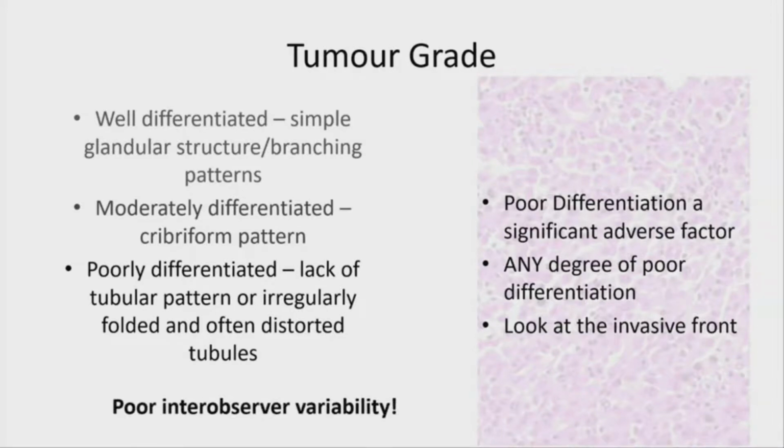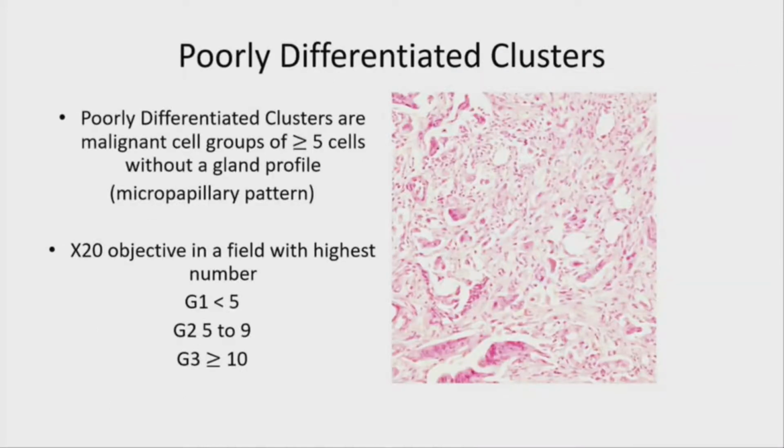The problem is that there's poor inter-observer variability, with poor agreement and a kappa of only 0.07 between even experienced GI pathologists. Is there a means of improving upon this?